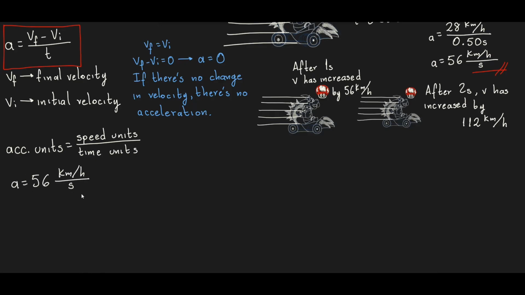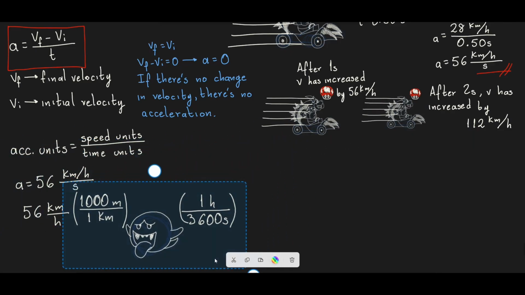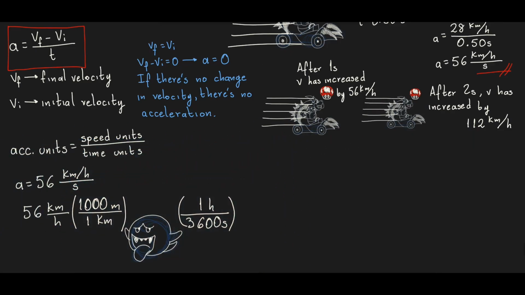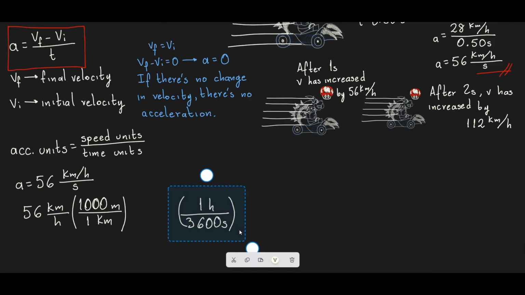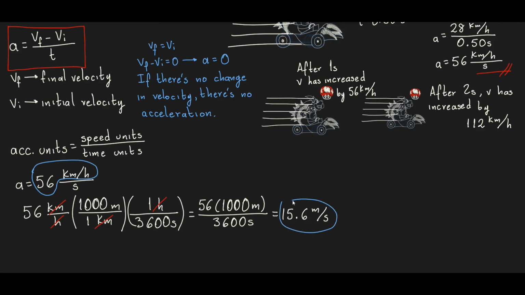Let's convert 56 km per hour into meters per second. As always, we let Boo bring the conversion factor and we solve. 56 km per hour times 1000 meters over 1 kilometer times 1 hour over 3600 seconds. We end up with 15.6 meters per second. Back to Bowser's acceleration. It was 56 km per hour per second, and 56 km per hour is 15.6 meters per second. Substituting this value gives us 15.6 meters per second per second, which is 15.6 meters per second squared.